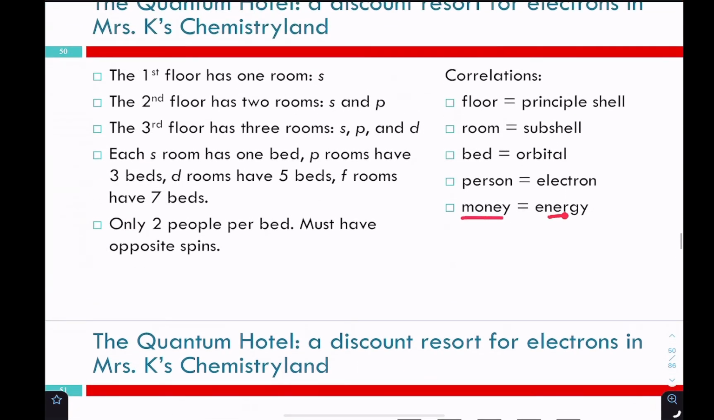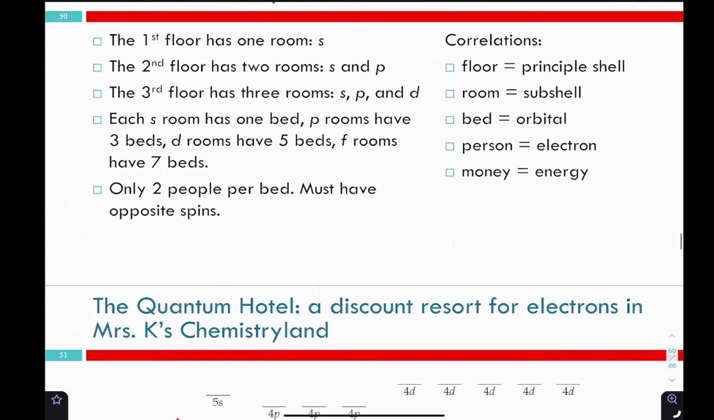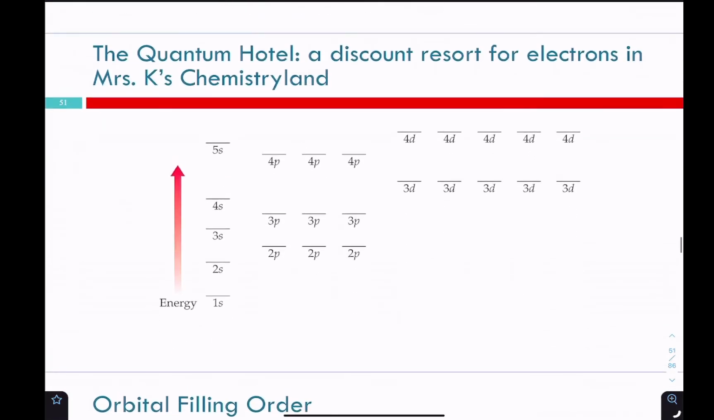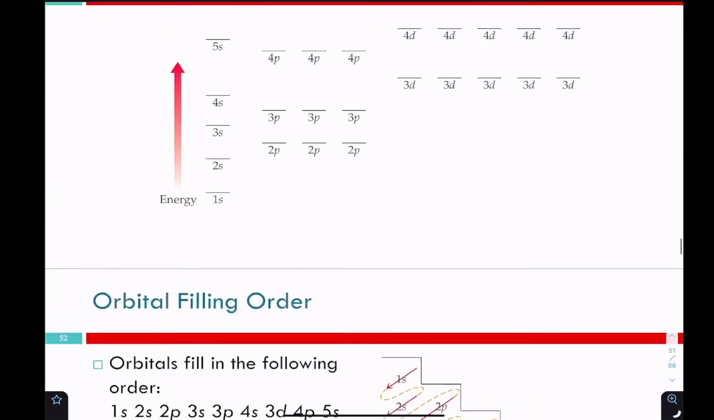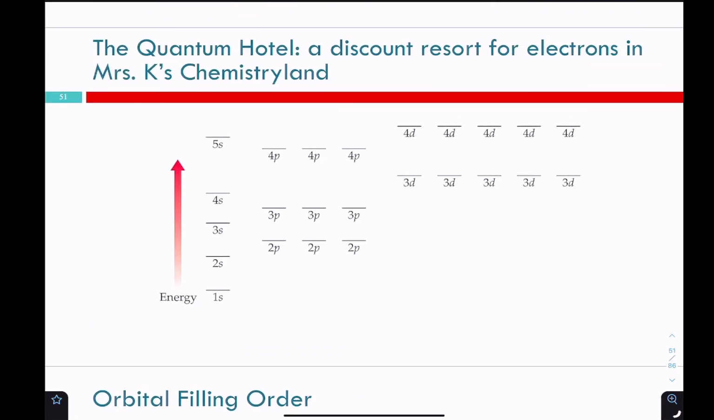Yes, and money is energy. So all of the people staying in this hotel are very, very cheap, and so they want to stay in the cheapest rooms possible. So they're not going to buy a more expensive room unless there are only more expensive rooms available. So the cheapest room in the discount hotel is 1s. And so let's do an example for this. Let's do oxygen.